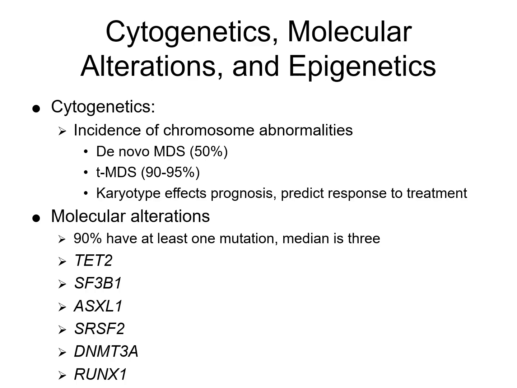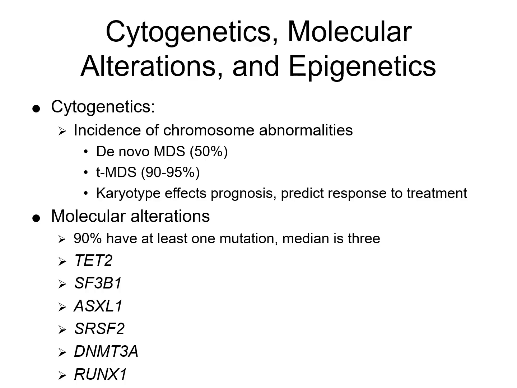All right, so cytogenetics and molecular alterations in myelodysplastic syndrome. First, the incidence of chromosomal abnormalities. In de novo myelodysplastic syndrome, approximately 50% of patients have detectable chromosome abnormalities. There's also therapy-related myelodysplastic syndrome, which has a much higher incidence, with 90 to 95% having abnormalities. There's clinical significance of the karyotype. Prognostic importance: certain abnormalities can predict better or worse outcomes. We can also predict response to treatment, so it will help guide therapy decisions.